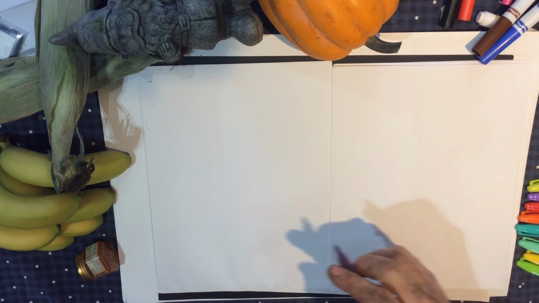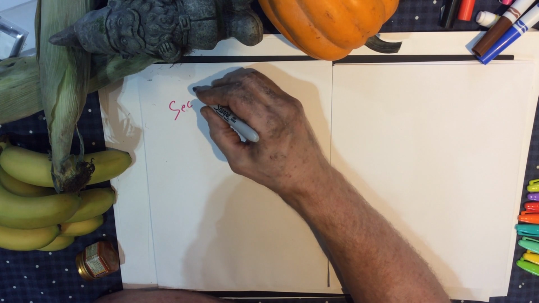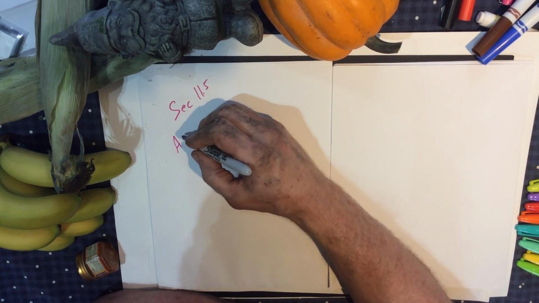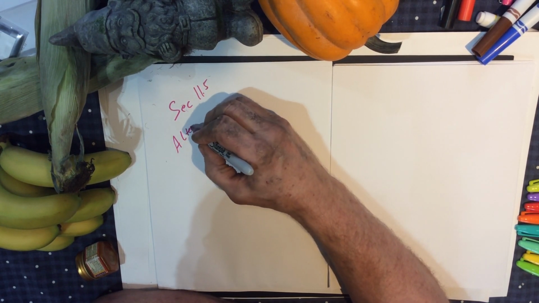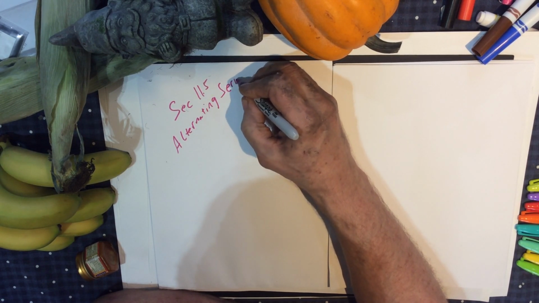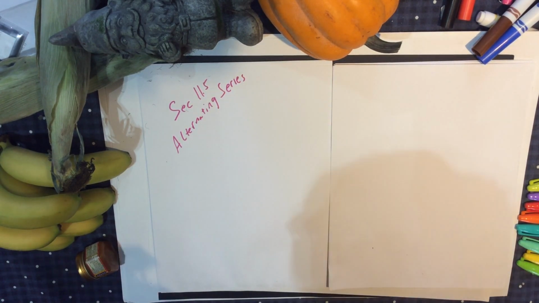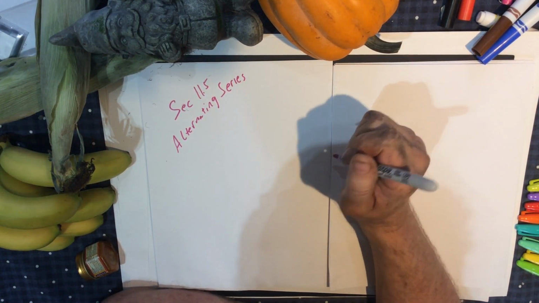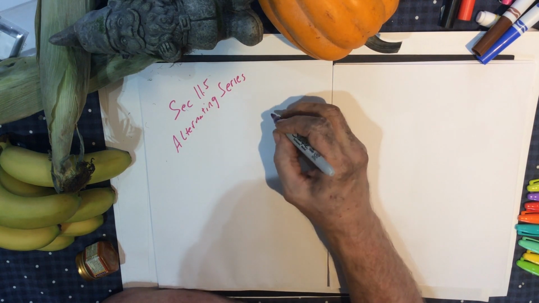Okay, folks, welcome to section 11.5, and it's a special section. It's the alternating series, which means that we're now going to investigate series that have some negative numbers, but in a very special way. I'm going to give you a very simple alternating series.